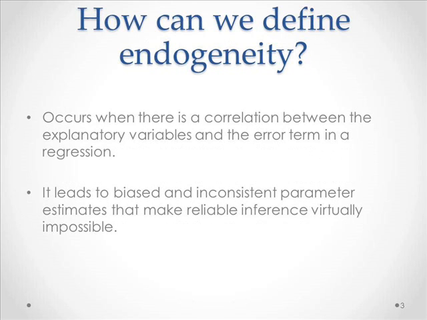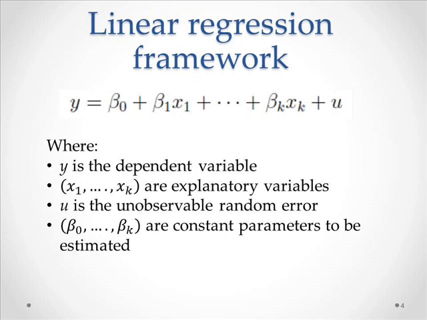Endogeneity occurs when there is a correlation between the explanatory variables and the error term in a regression. It leads to biased and inconsistent parameter estimates that make reliable inference virtually impossible. Let's have a look at the linear regression framework. For example, the following equation, where y is the dependent variable, the x are explanatory variables, u is the unobservable random error, and betas are constant parameters to be estimated.